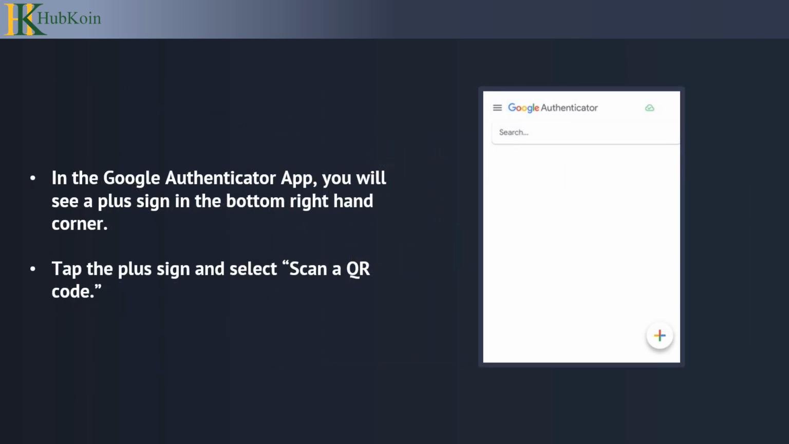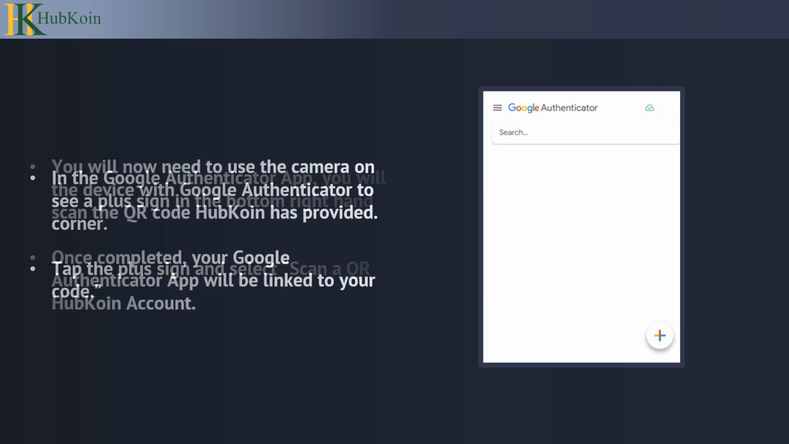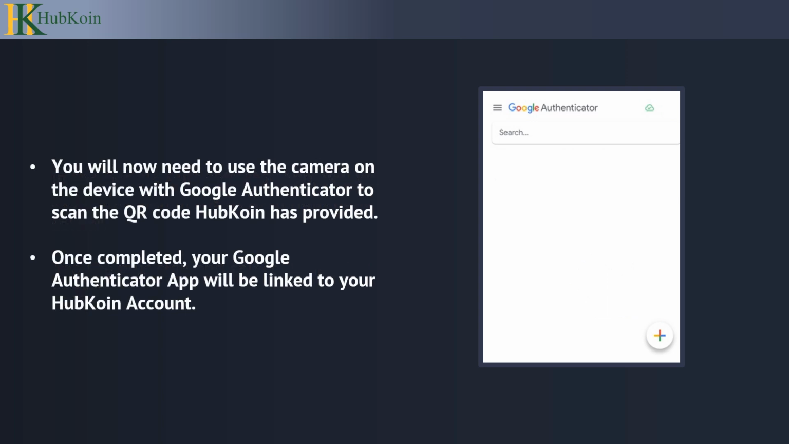In the Google Authenticator app, you will see a plus sign in the bottom right-hand corner. Tap the plus sign and select Scan QR Code. You will now need to use the camera on the device with Google Authenticator to scan the QR code HubKoin has provided. Once completed, your Google Authenticator app will be linked to your HubKoin account.